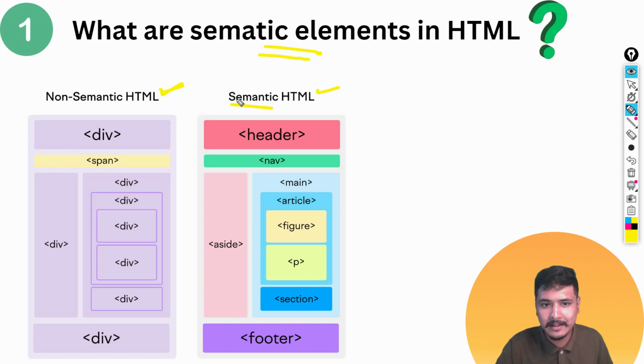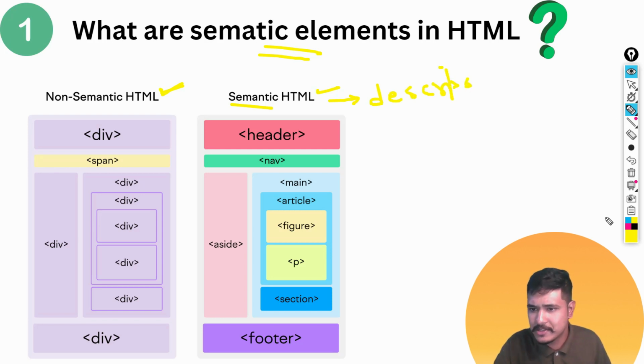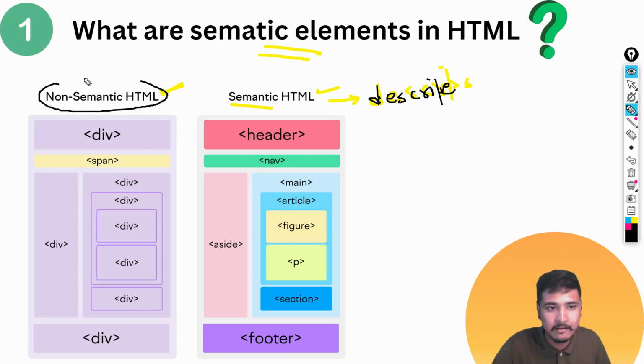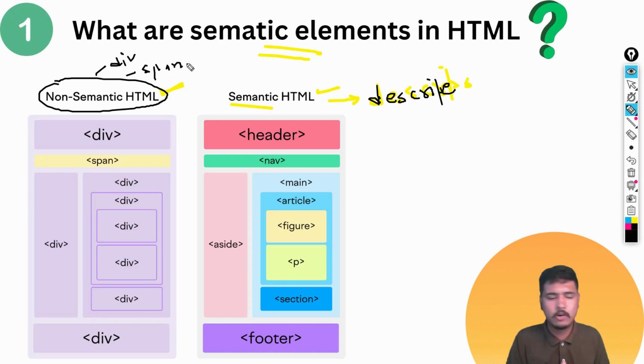But the difference is that semantic tags not only show or display the content, but also describe what kind of content is there. For example, in non-semantic elements, we have two tags, the div and the span tag. If I write any content inside a div or a span tag, by just looking at the tags, can you tell me what content it will be having?